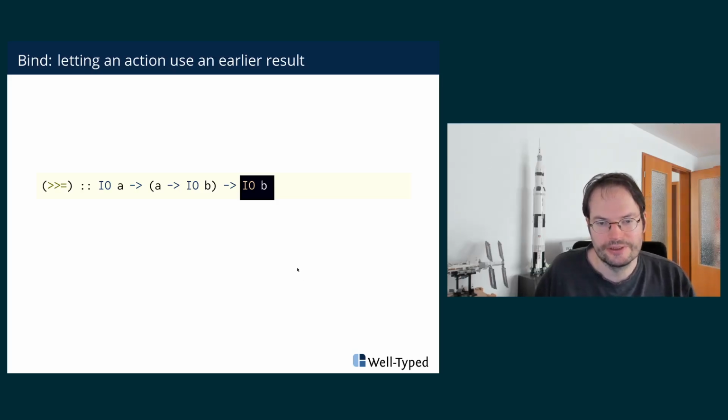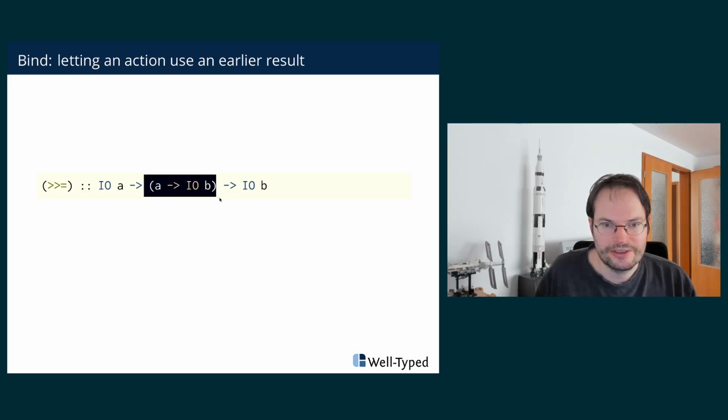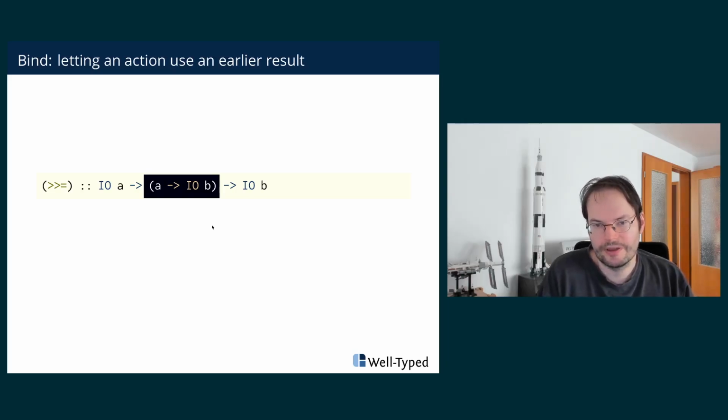But the big difference that makes an enormous difference in practice is that we do not just have to give the second action of type IO B, but the second action can use the result of the first action, which is of type A, as an input. So as the second action here, we actually provide a function, and to this function, we will get passed the result of the first action, and we can use the result of the first action to decide what we want to do next. And that can be, depending on what we're getting, something mildly or even drastically different.